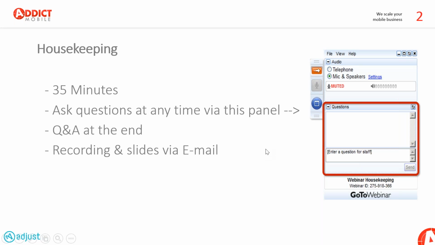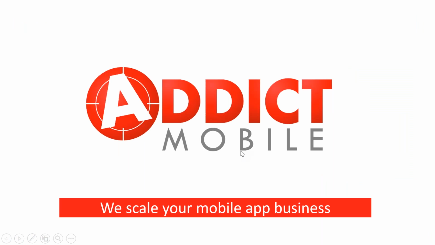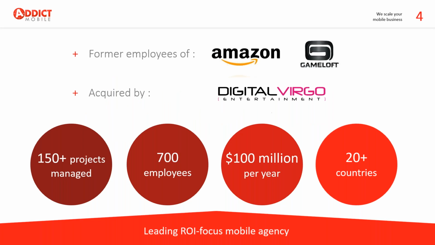So as Fabian said, I am a CEO and founder of Addict. Just a few words about Addict. We are a company expert in promoting mobile apps worldwide. The founders of Addict are ex-employees of Amazon and Gameloft. So myself, I was managing user acquisition at Gameloft for a couple of years. We have just been acquired by a company expert in user acquisition on mobile. This company is Digital Virgo.